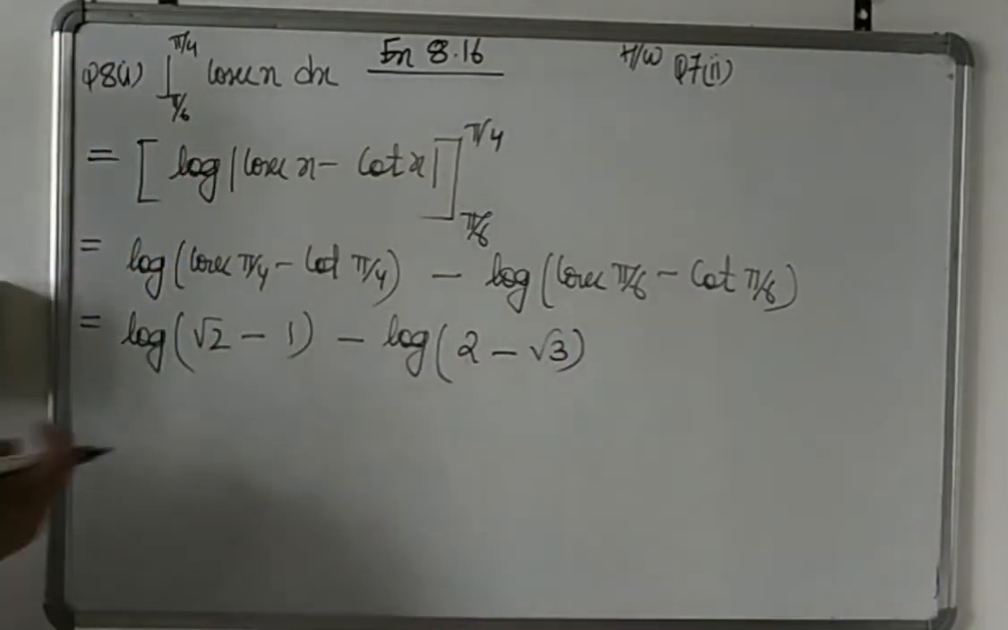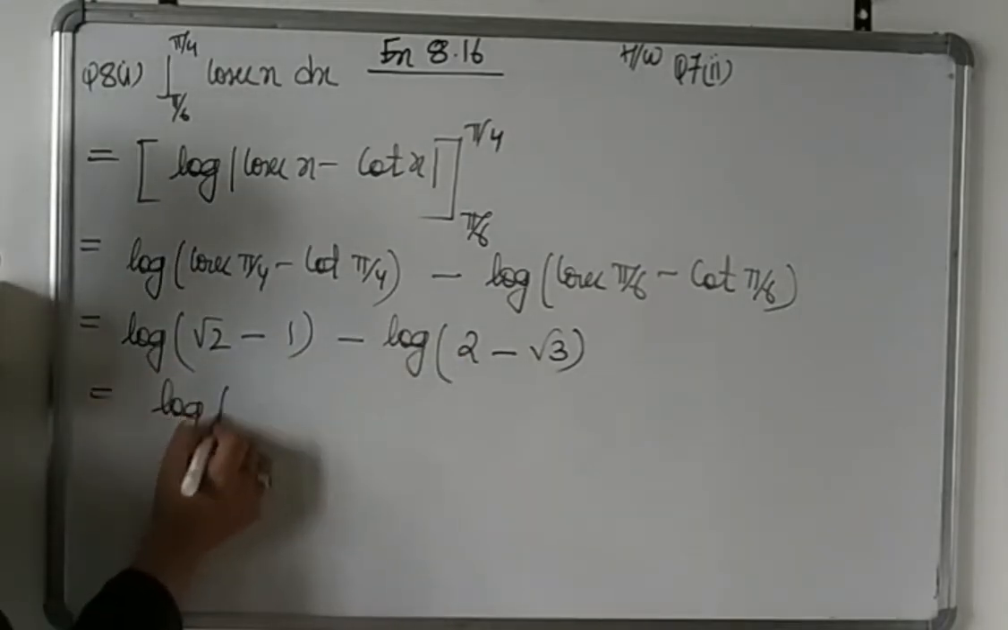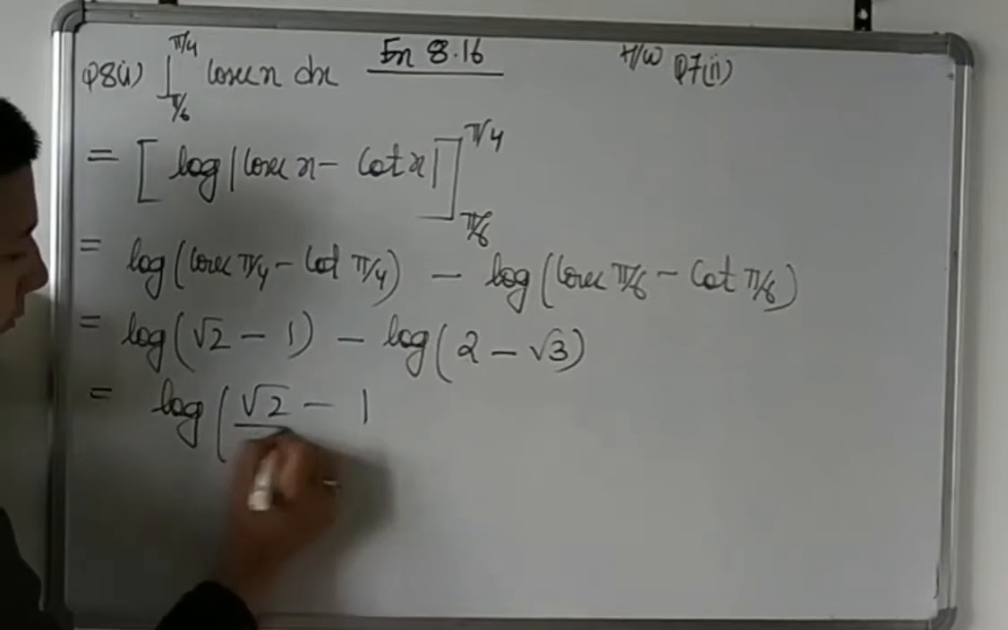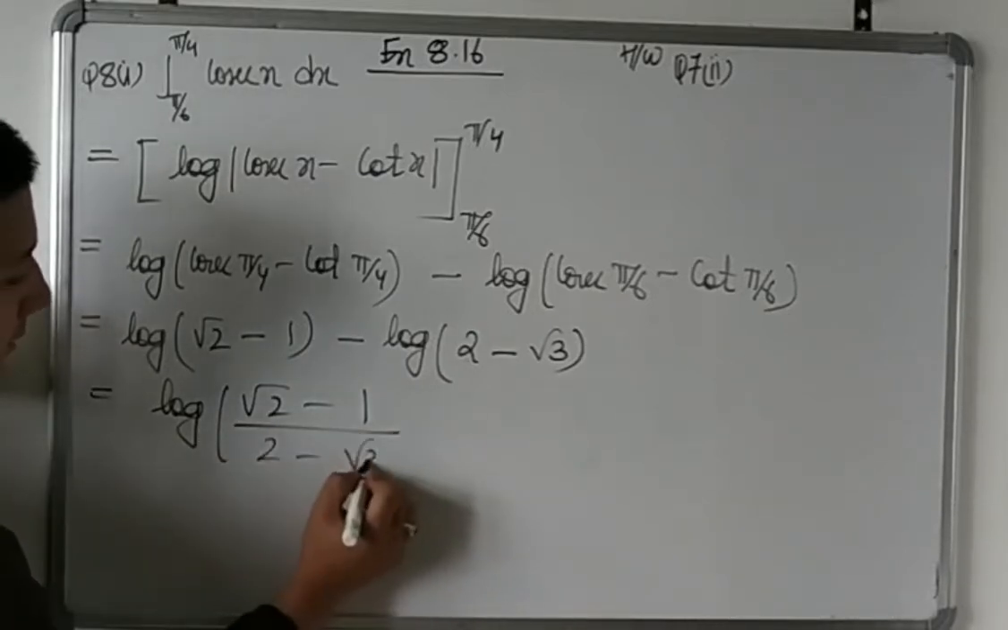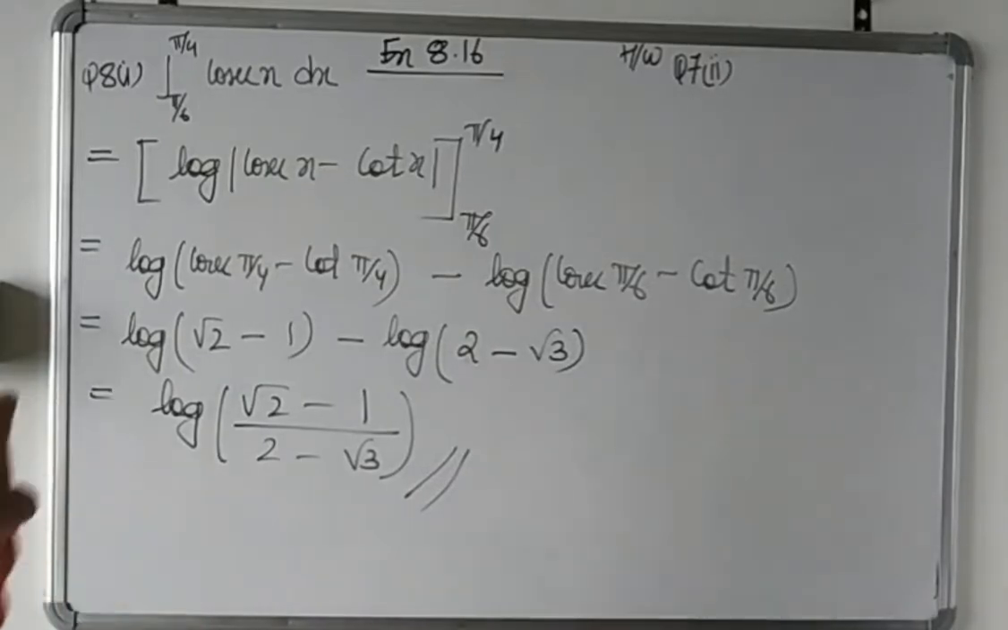So therefore it is in the formula of log A minus log B. So only one log, root 2 minus 1 divided by 2 minus root 3. So this is going to be the answer. Pause the video and note it down.